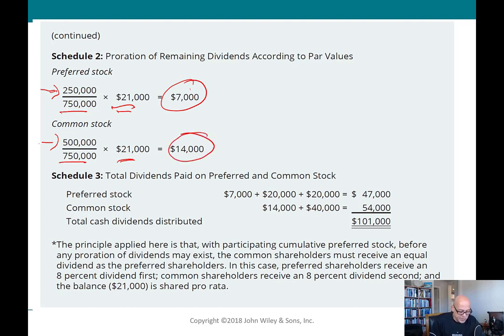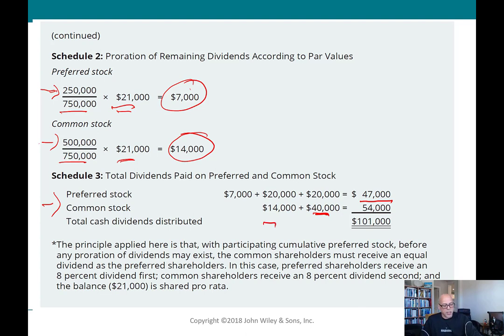And then down here, generally, if I ask you a question on this, I'll say, what was the amount that went to the preferred? What was the amount that went to the common shareholders? Might be the ultimate question there. The 20s, the amount in arrears for year one, the amount for year two, the 220s, 7,000, which we just calculated up there, and then the catch up for the common shareholders at the 8%, and then the 14 that we just calculated up there for the common.